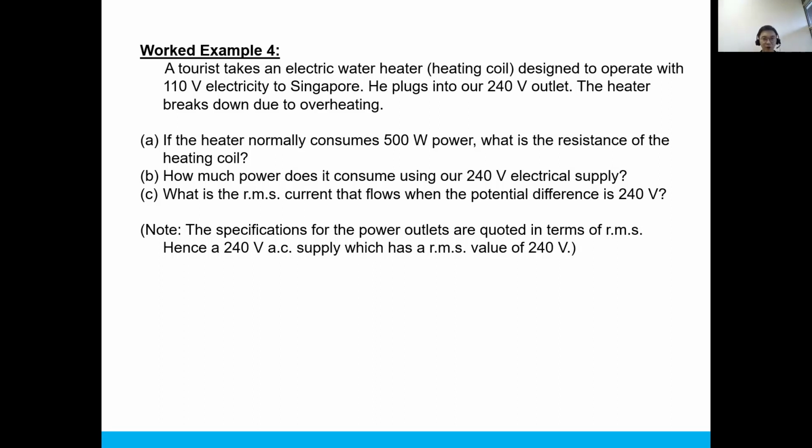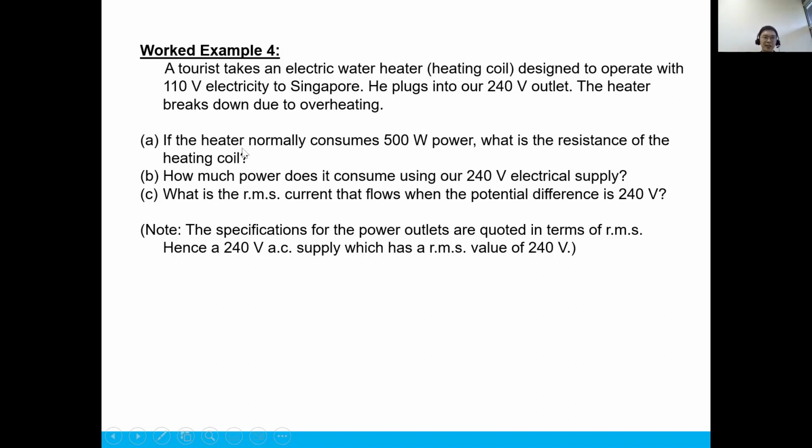And I explained to him what happened. So example 4 was inspired by that. Okay, so let's take a look. A tourist takes an electric water heater, designed to operate at US voltages, to Singapore. He plugs it into a 240 volts outlet. The heater breaks down due to overheating. Okay, so let's understand why that happens.